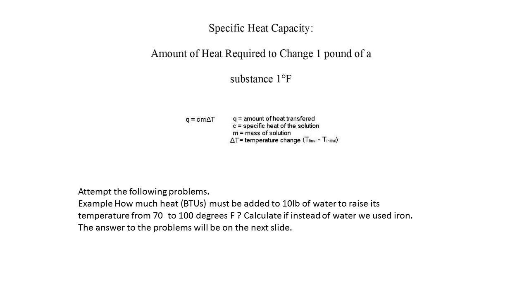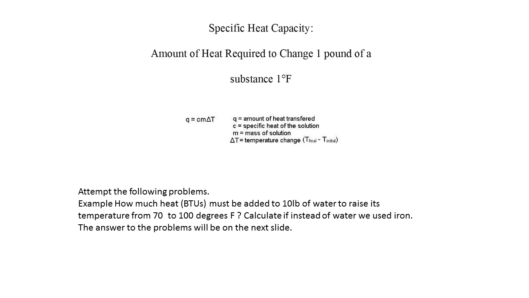All substances have a specific heat capacity. The definition of specific heat is the amount of heat required to change 1 pound of a substance 1 degree Fahrenheit. The specific heat capacity is about a specific substance. It takes 1 BTU to change the temperature of 1 pound of water 1 degree Fahrenheit. So its specific heat capacity is 1.